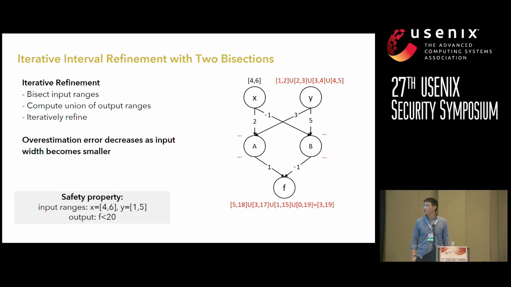Okay, to further verify this safety property, we do another step of split on node y and union all of the 4 corresponding output ranges and get the bound as 3 to 19. Now we have verified this property is always safe because f is always less than 20.